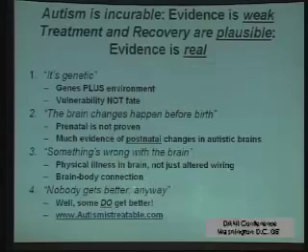So what I want to make clear to you is that the evidence for the idea that it's incurable is weak, that treatment and recovery are plausible, and that there is evidence for that. So first of all, it's genetic. Well, John already said it's genes and environment. There are vulnerabilities that get triggered. Genetics can mean vulnerability and not fate.